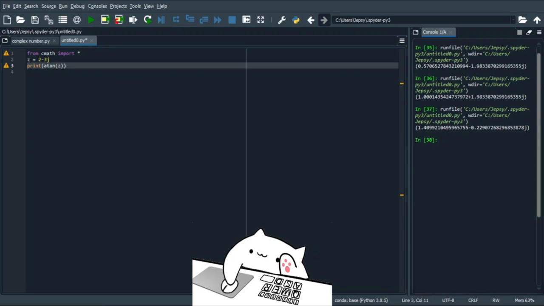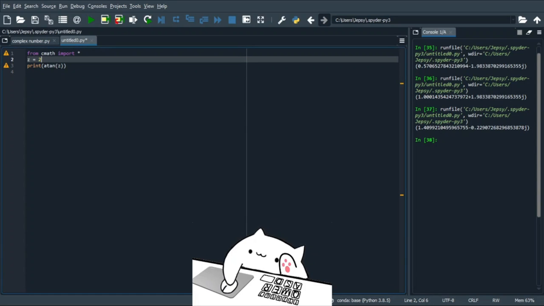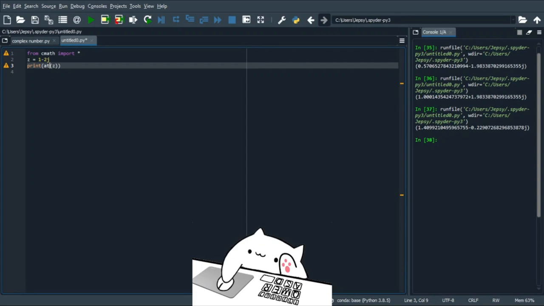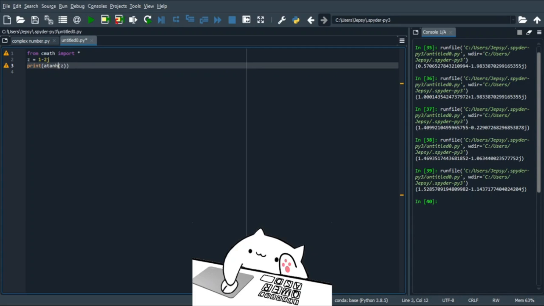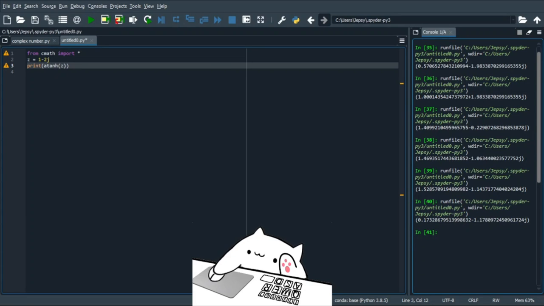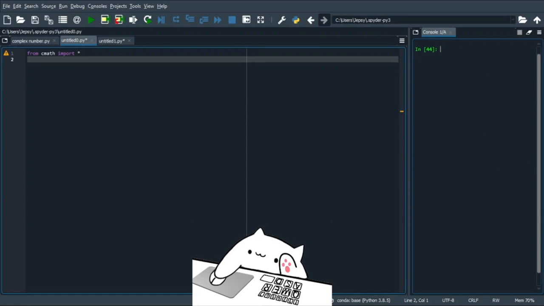Lastly, we're going to deal with the arc, or the inverse hyperbolics. And your z is now 1 minus 2j. In this case, we use the same asinh for this. So your arc sinh is just 1.469 minus 1.063j. Your acosh is 1.52 minus 1.14j. And lastly, your atanh is just 0.17 minus 1.17j.